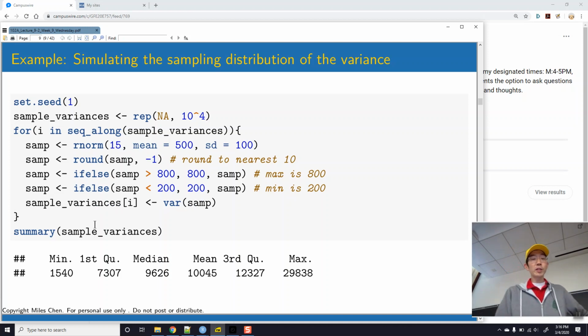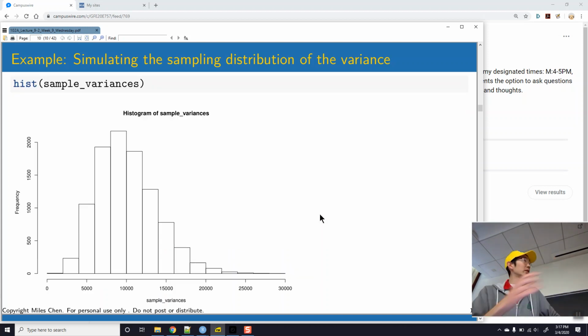Okay, so we do this 10,000 times, and as for the summary, we get a mean close to 10,000, which makes sense because our population has a standard deviation of 100, so it would have a variance of 10,000. The median's a little bit lower, and here's our max, and here's our min. And this is what our distribution looks like, okay? Does this shape look like any distribution you know? Maybe? Okay, well, all right.